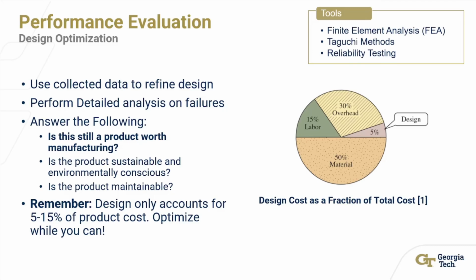Now we have the final prototype in our hands, we've collected plenty of data, and now we need to analyze and optimize the design we have. So we should perform detailed analysis on all failures, and we need to answer the following. Is the product still worth manufacturing? Is it sustainable? Is the product maintainable? These questions are very important to answer now, because the design process only accounts for 5 to 15% of the product cost. We should optimize the product before it's put into manufacturing.